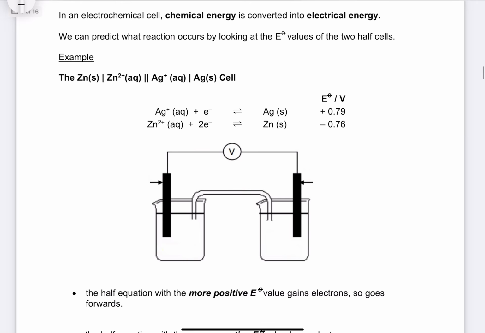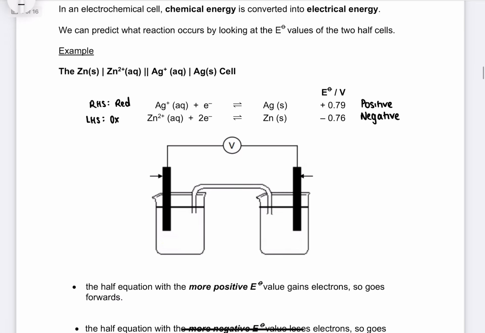So here we've got the zinc-silver half cell. We can see that we've got zinc on the left-hand side, which means that if this is our left-hand side, this will end up being our oxidation, which means that we've got silver on our right-hand side, which means it will be our reduction. It also means that this will be our positive electrode and drawn on the right, and this will be our negative electrode and drawn on the left.